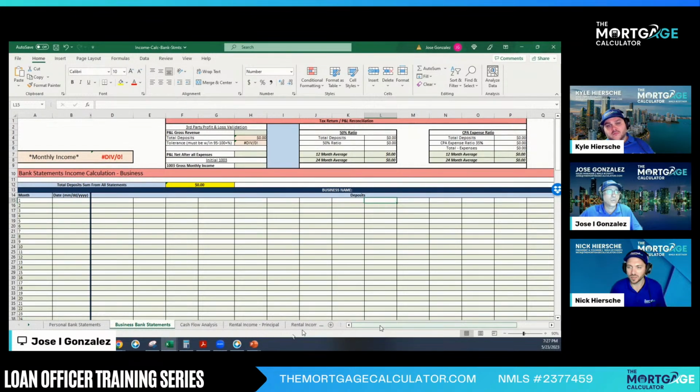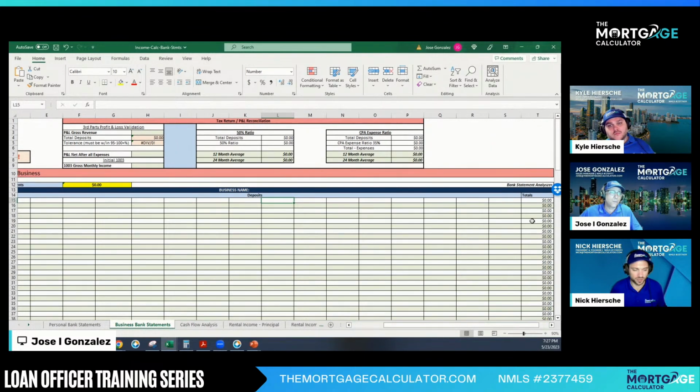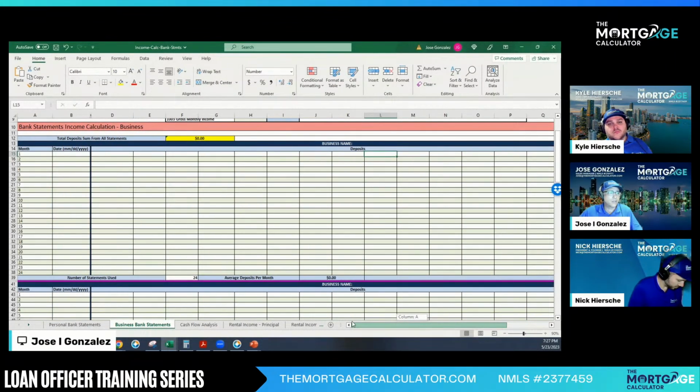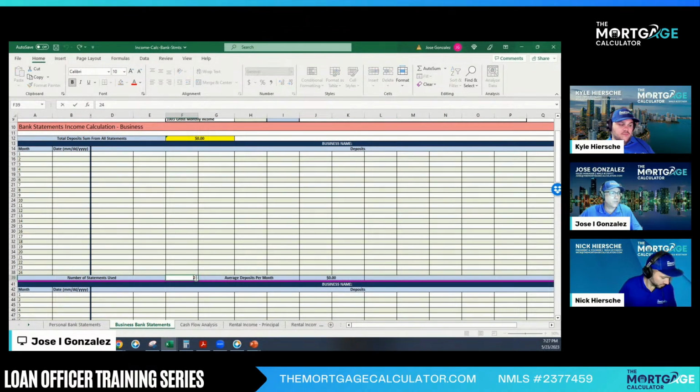And all the way to the right over here, it gives you the adjusted total, and then in the bottom, it gives you the total there for the 12 months or 24 months. I could put here 12 or 24. I could put 12 down here in this form.